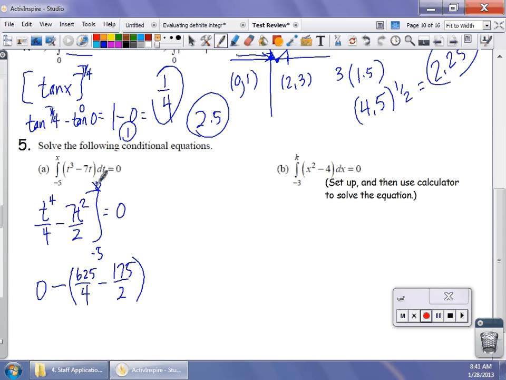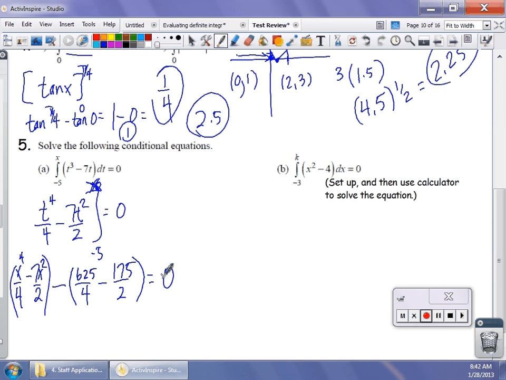Oh, that's at x, I'm sorry. Bad Mr. Jernigan. Right. So let's erase that. So that gives me x to the fourth over 4 minus 7x squared over 2 equal to 0.